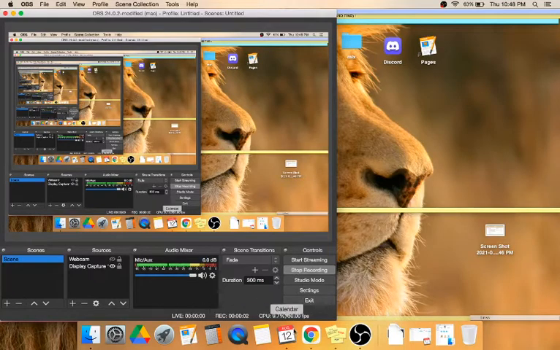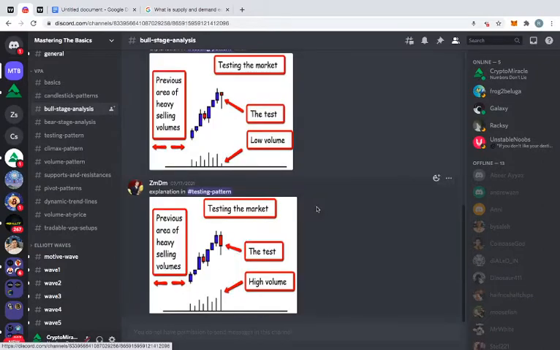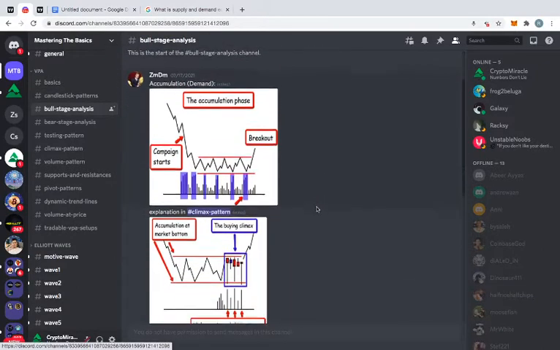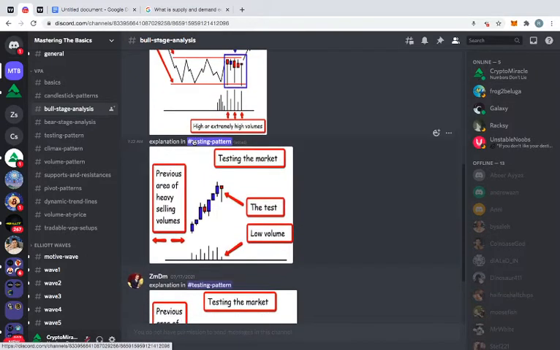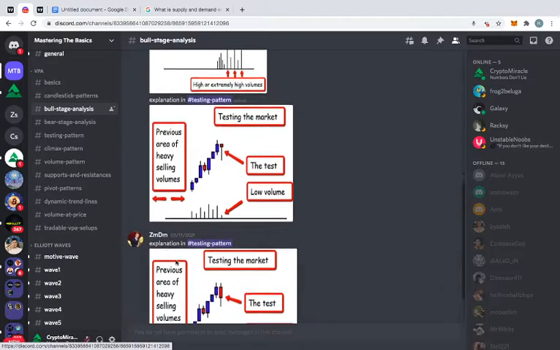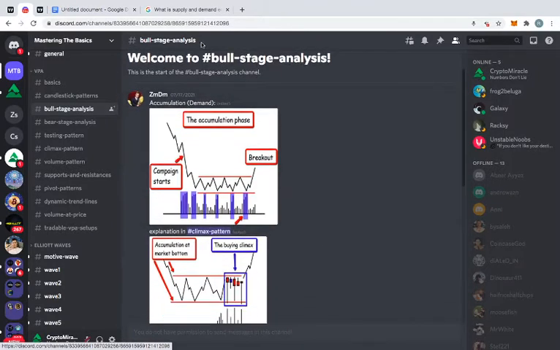All right, next in the series of VPA, we're going to talk about the bull stage analysis. The bull stage analysis is basically accumulation, explanation, and climax pattern, right? Explanation and testing pattern. This is going to be the next video that we cover after the bear stage analysis. Okay, so let's talk about the bull stage analysis.